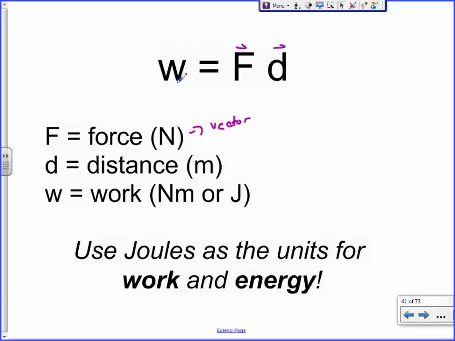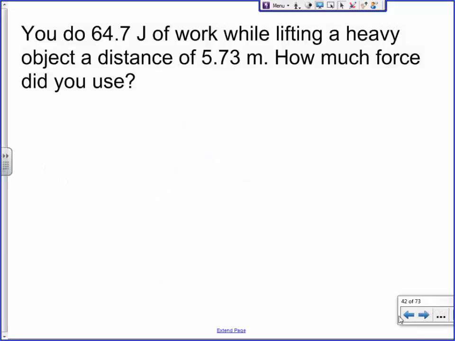Here's the weird thing though. Work is not a vector. There is no direction for work. Similarly to energy, which we'll do in a second here, there actually is no direction for those things. So although the product individually we can have a direction for, we won't for this one. Alright, let's try some examples.